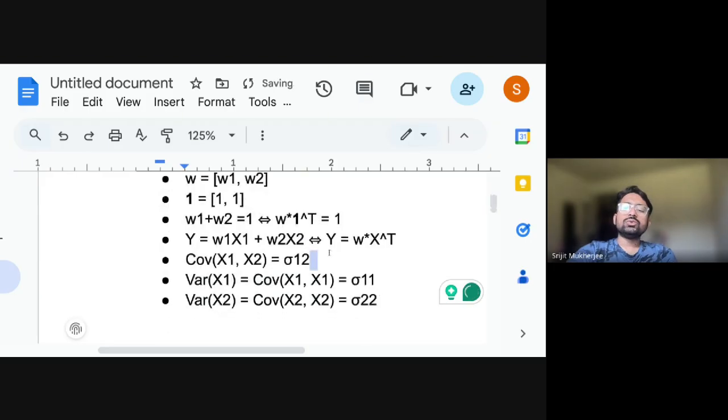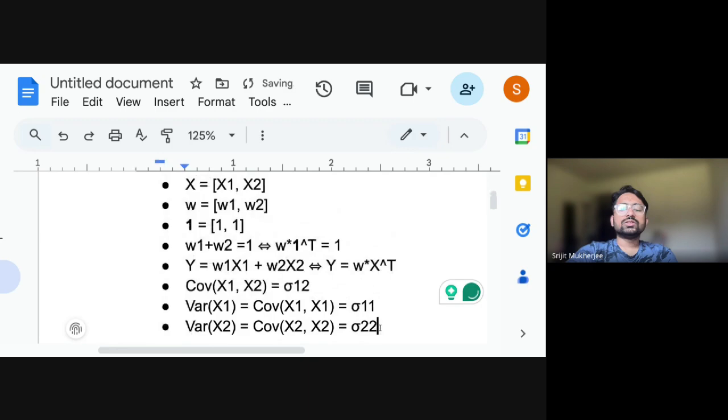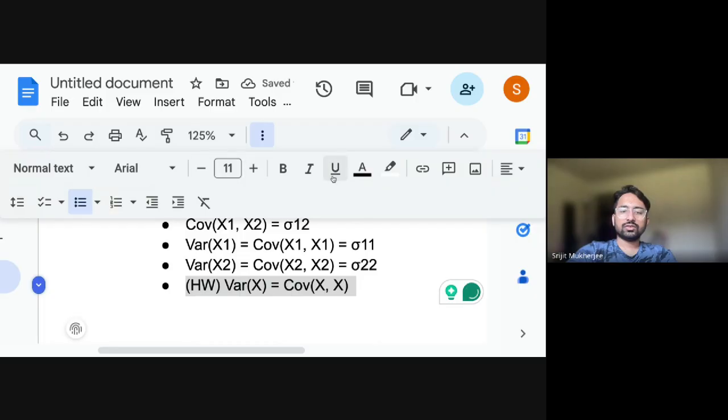Now, why is this true? This is something you should do as homework. Variance of x is nothing but covariance of x comma x. So this is homework. Try to prove it.